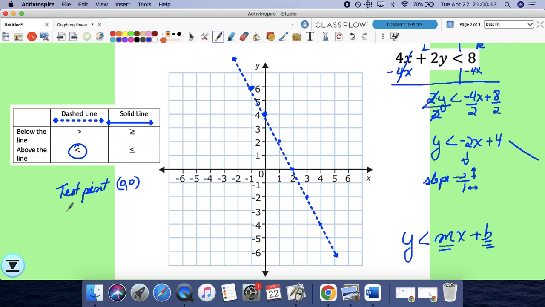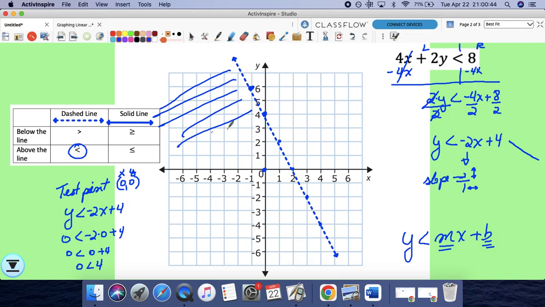Okay, so let's rewrite the inequality. y is less than negative 2x plus 4. Let's replace y and x with 0 and 0. So 0 is less than negative 2 times 0 plus 4. Negative 2 times 0 is 0, plus 4, and 0 is less than 4. Is 0 less than 4? It is. So that is telling us that every point, and (0, 0) is below that line, every point under this line makes that inequality true.